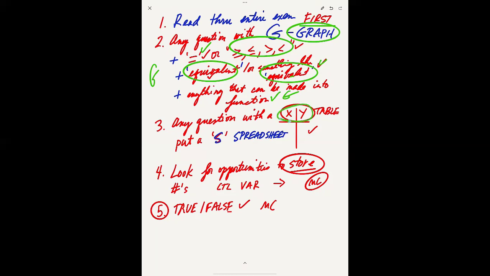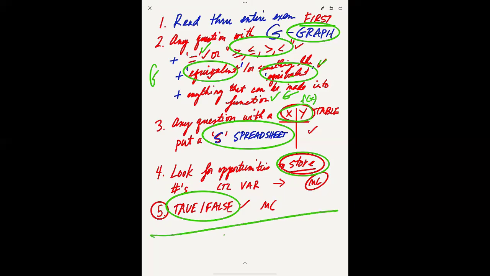anything that has a table, an XY table, not just any table, but it has an X and a Y or X and f of X, right? That means you can use the spreadsheet. Okay, look for opportunities to store numbers. Not a lot, but there are some. And then look for something that you can make into a true or false. So if a question is asking you if something is true or false, you can usually store a number into whatever equation they've given you, and then see if it's true or false by typing it into your calculator. All right, guys, that's the basis of what we're doing in order to pass this on Wednesday.